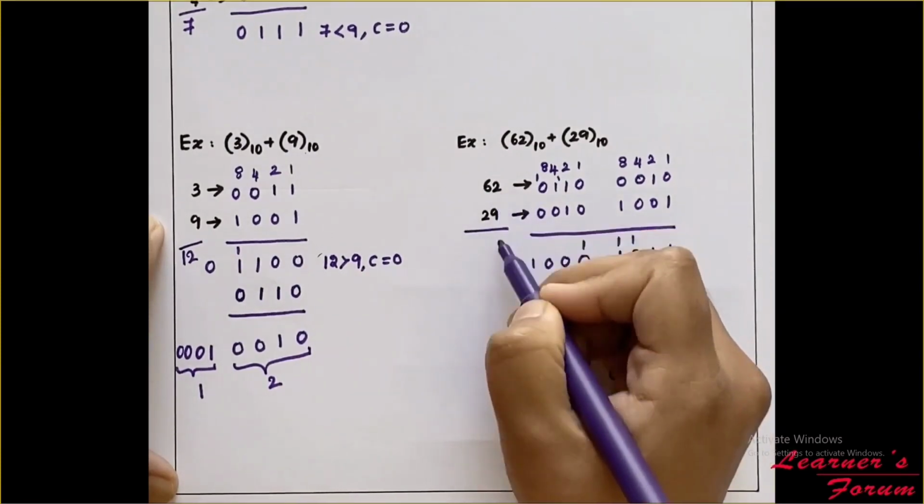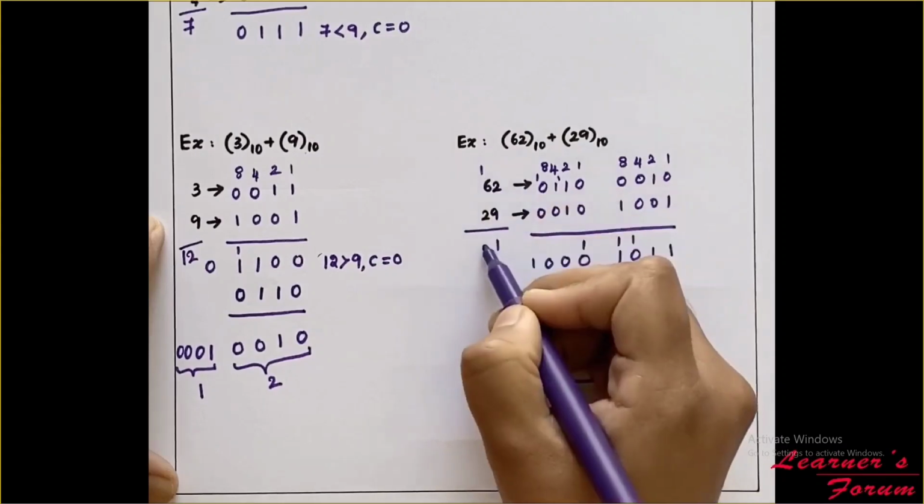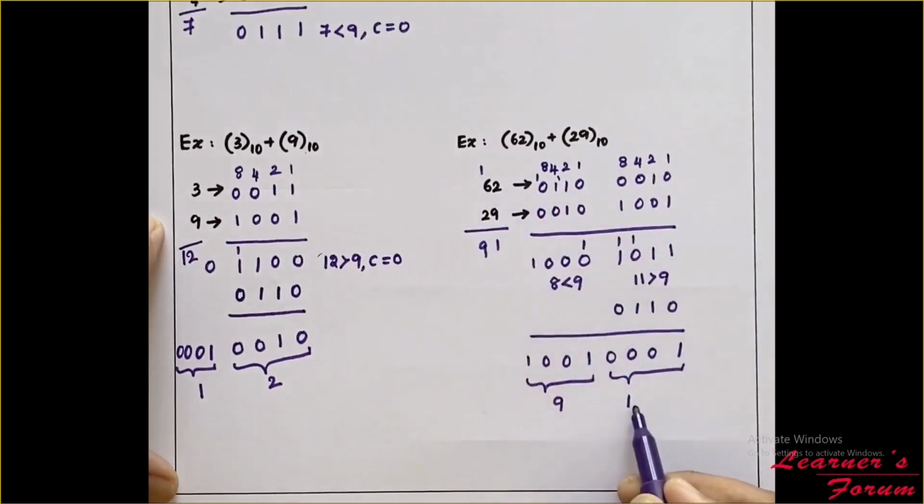So now let us add and see. 9 plus 2 is 11, 6 plus 2 is 8, plus the carry makes 9. So we get 91, represented in BCD. So this is how we have to perform BCD addition.